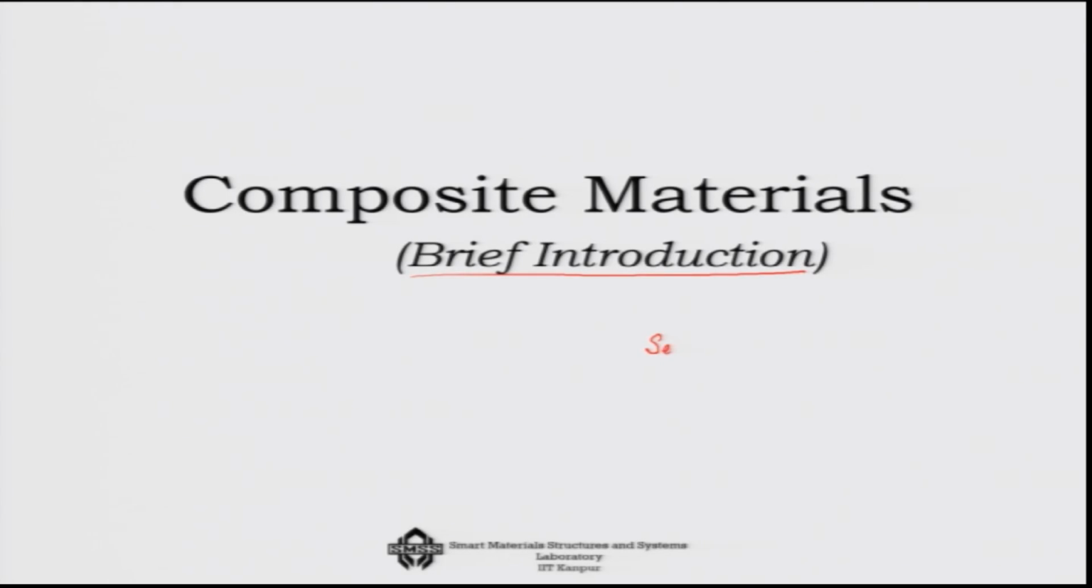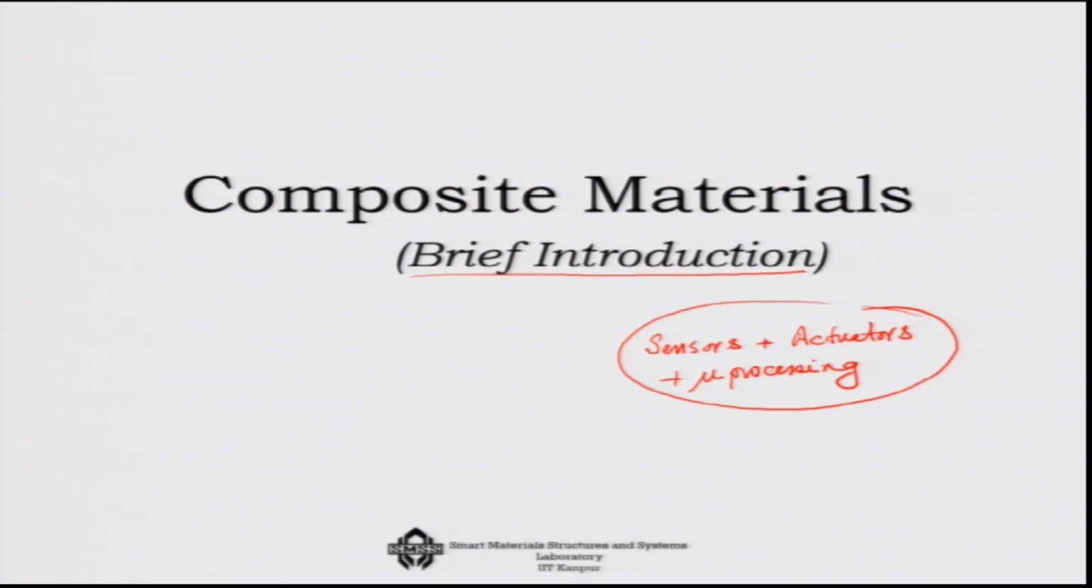Now, why are these two concepts so close to each other? Well, if you remember that in the very definition of smart materials, I told you that it consists of three things. It has sensors, it has actuators, and it has some microprocessing capability. So, a best example of any smart material will have all these three things.